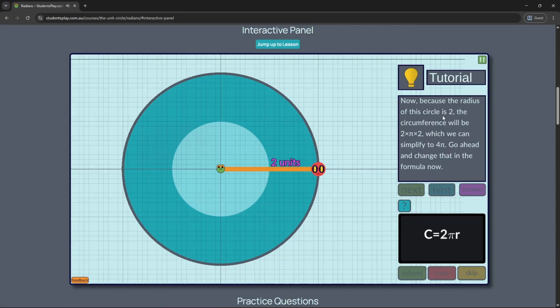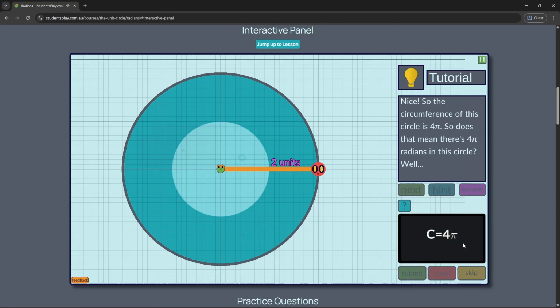Now, because the radius of this circle is 2, the circumference will be 2 times pi times 2, which we can simplify to 4 pi. Go ahead and change that in the formula now. Okay, so r was 2, then we can do 2 pi, 2 times 2 is 4. Nice, so the circumference of this circle is 4 pi. So does that mean there's 4 pi radians in this circle? Interesting.